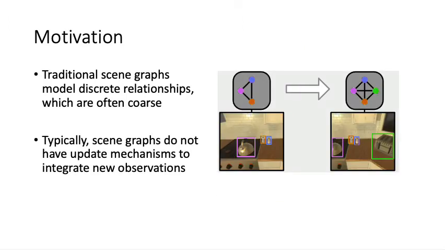Typical scene graphs operate on a single image or a video and do not have update mechanisms to accommodate newly observed objects or displaced objects. As objects and the agents move, we may need to update the graph topology and propagate these relationships.